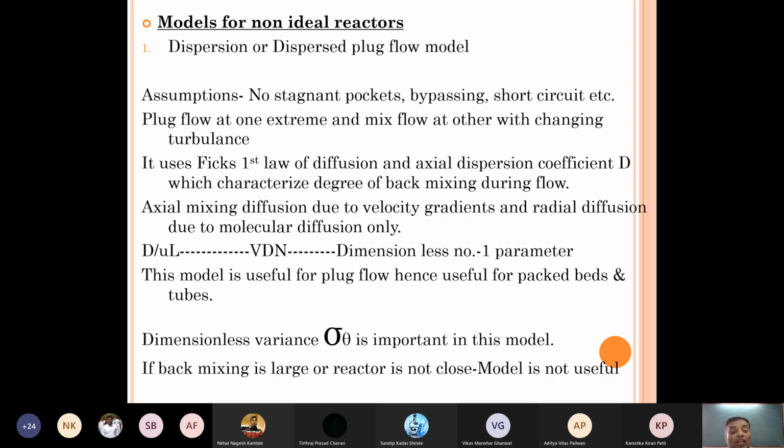Now this model uses Fick's first law, which we have discussed in Mass Transfer 1. What is Fick's first law? J is equal to minus D_AB dC_A by dZ. J means flux, D_AB means diffusivity coefficient, dC_A means difference in concentration, and dZ means difference in distance. So this dispersion model uses Fick's first law of diffusion, and one other parameter is the axial dispersion coefficient, capital D.